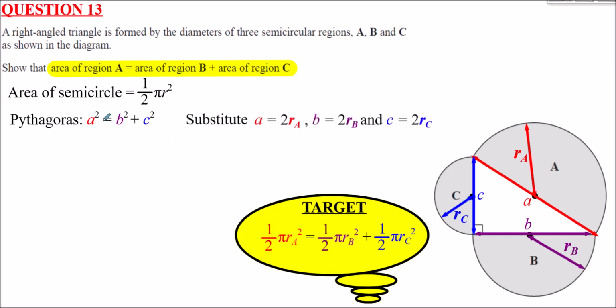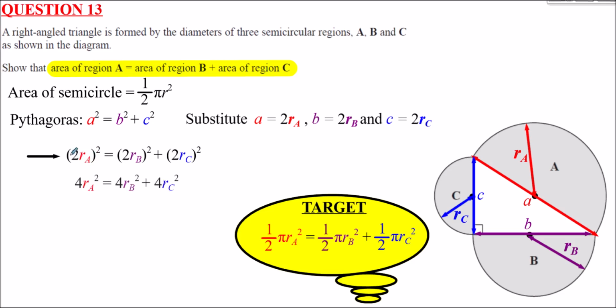So we can take this expression and just substitute in that side A is 2 lots of the radius of A, B is 2 lots of the radius of B, and side C is the same as 2 lots of the radius of C. So just substituting in these for A, B and C, we now arrive at this. So 2RA all squared equals 2RB all squared plus 2RC all squared. So if we just expand out these brackets, 2 squared is 4, R subscript A squared is just R subscript A squared. So we get this next.